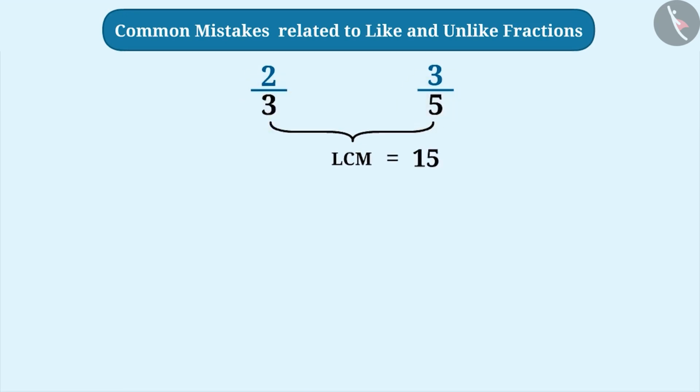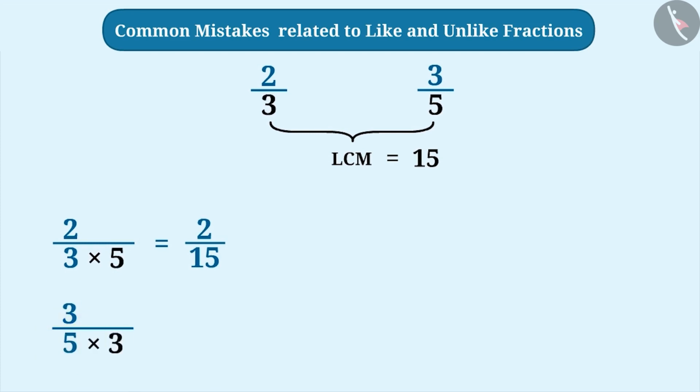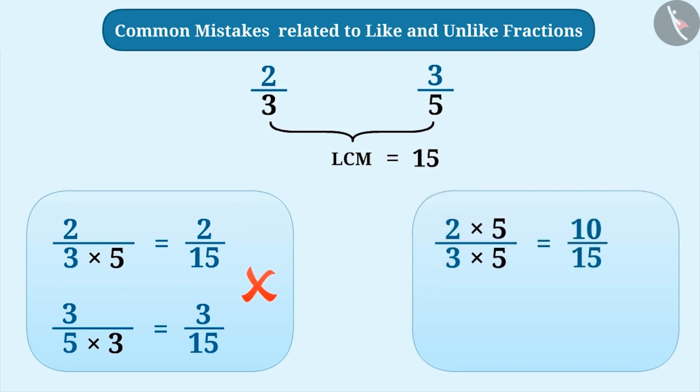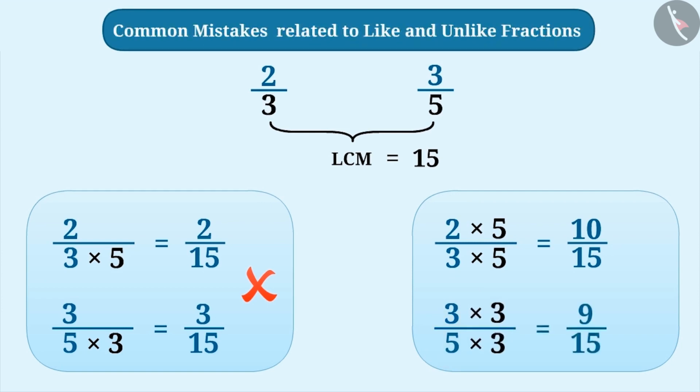Then, to make the denominators equal, the denominator of 2 by 3 is multiplied by 5 to get 2 by 15. Similarly, to make the denominator of 3 by 5 also 15, the denominator is multiplied by 3 to get 3 by 15. This is incorrect. We must multiply both the numerator and denominator by 5 to get 10 by 15, which is the equivalent fraction of 2 by 3. Similarly, multiplying the numerator and denominator of 3 by 5 by 3 gives its equivalent fraction of 9 by 15. Now, 10 by 15 and 9 by 15 have equal denominators.